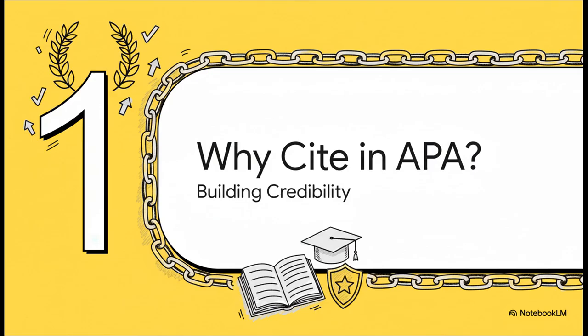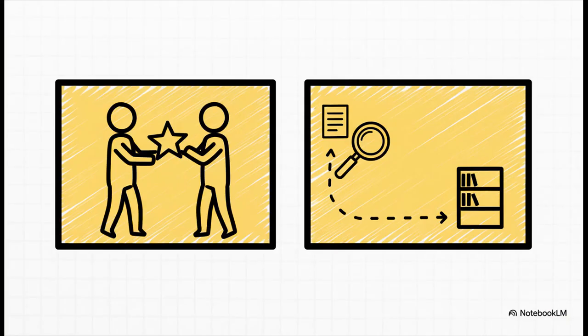Okay, first things first. Why do we even have to bother with this specific style? Honestly, it all comes down to building credibility. You see, APA, which stands for the American Psychological Association, isn't just a bunch of random picky rules. It's a standardized system that does two really crucial things. First, it's all about giving credit where credit is due, to the researchers whose work you're building upon. And second, it gives your readers a clear map to go and find those original sources themselves.